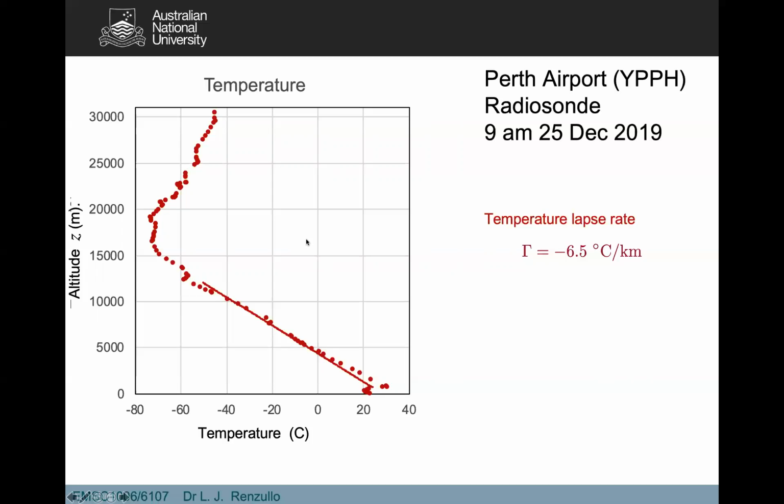The rate of decrease of temperature with altitude is called the lapse rate. In this case, for that first 10 or so kilometres of the atmosphere, the lapse rate is estimated to be 6.5 degrees Celsius per kilometre. So with every 1 kilometre increase in altitude, the temperature of the air drops by 6.5 degrees.